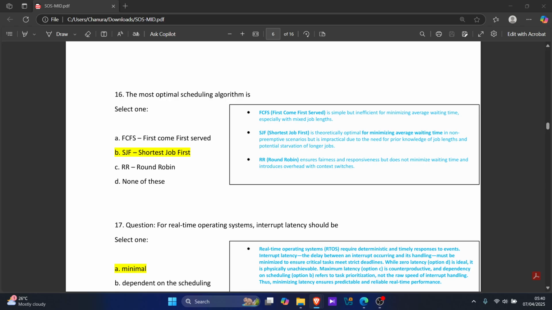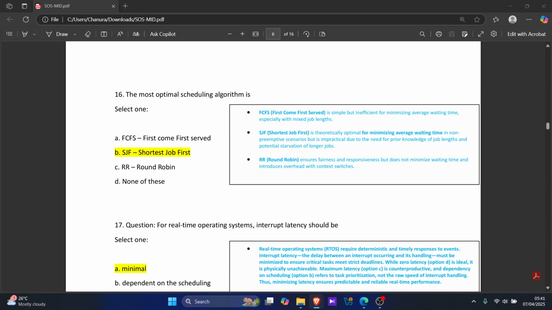But since the options are given as FCFS, SJF, RR, or none, and SRTF isn't there, if the question is considering preemptive, then the answer is D. Otherwise, if non-preemptive, it's B. The question isn't clear, but in most cases, when not specified, SJF is considered optimal. However, some sources argue that the answer is none because SRTF is better. Let me check a textbook reference.